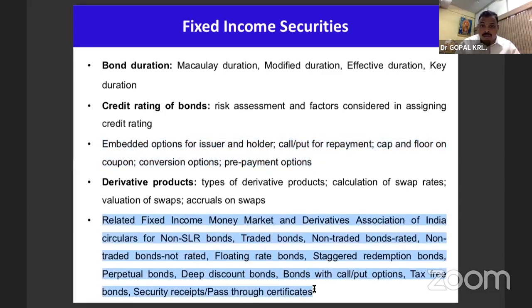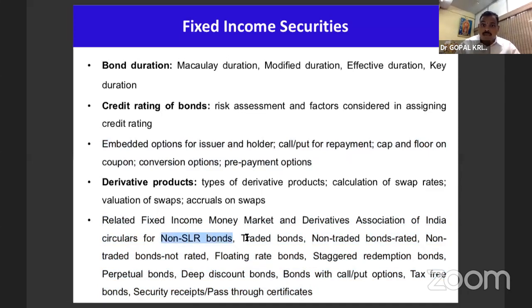And FIMDA circulars, very important. Please look at this. The related Fixed Income Money Market Derivatives Association of India circulars for non-SLR bonds, traded bonds, non-traded bonds, and non-traded bonds not rated, FR bonds, staggered redemption bonds. Sometimes they can even ask, what is a staggered redemption bond? Perpetual bonds, deep discount bonds, bonds with call put option, tax-free bonds, security receipts. There is SR and PTC. So all this stuff, how the valuation will be done.